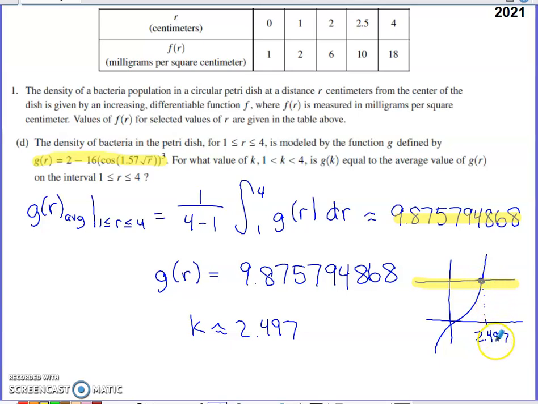I found the intersection. Now this is my final answer, so it would be fine to round that off to 3 digits beyond the decimal. So the value of k that we're looking for here is the x value or the r value of that intersection, and that would be 2.497.